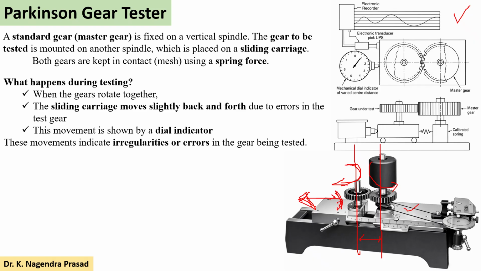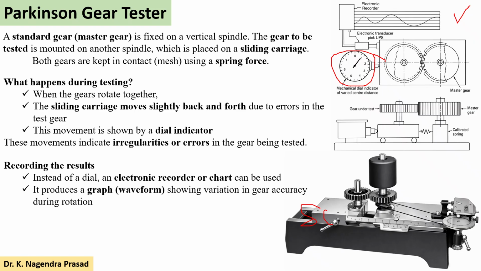If there is any error, the center distance will change, and that will indicate the movement of the sliding carriage. It will go forward as well as backward. This movement of the sliding carriage is shown by the dial indicator, which is attached to it. This dial indicator shows the backward and frontward movement of the sliding carriage. These movements indicate the irregularities or errors in the gear being tested.